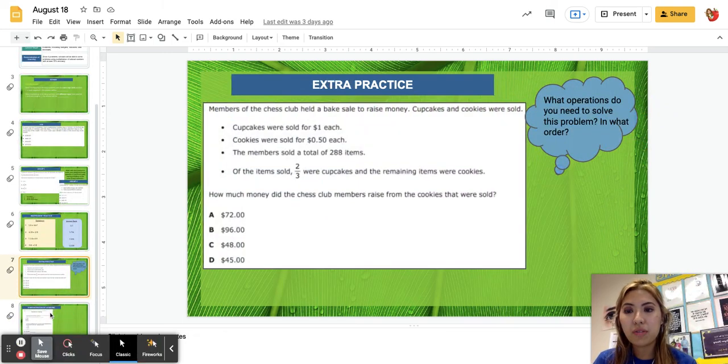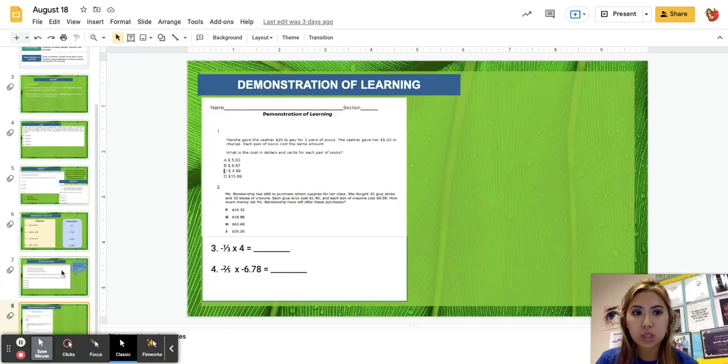So that's pretty much it for today's lesson. We do have an extra practice problem that we're not going to get to, and then we have a DOL.